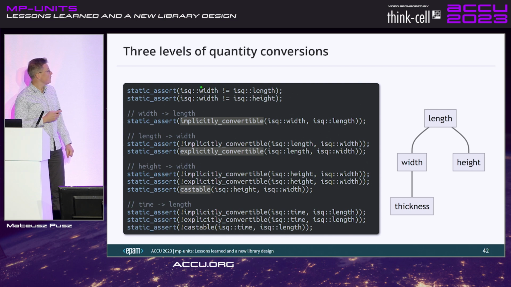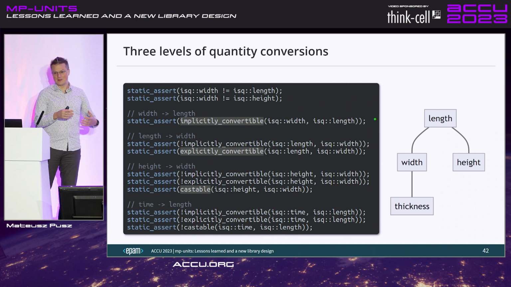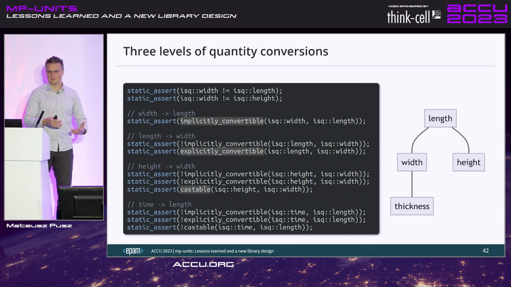So width and length are not the same, right? Width and height are also not the same. So you cannot compare them. But you can implicitly convert width to length because every width is a length, right? There's no question about it, right? However, not every length is width because it may be height, right? That's why it's not implicitly convertible, but it's explicitly convertible if you so desire, right?